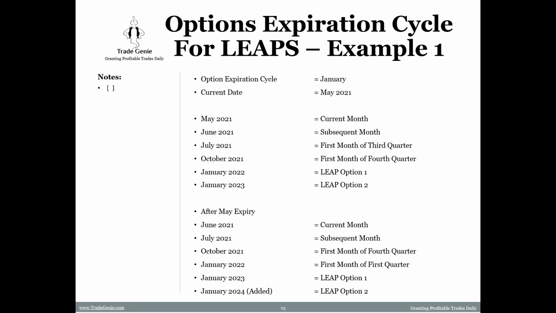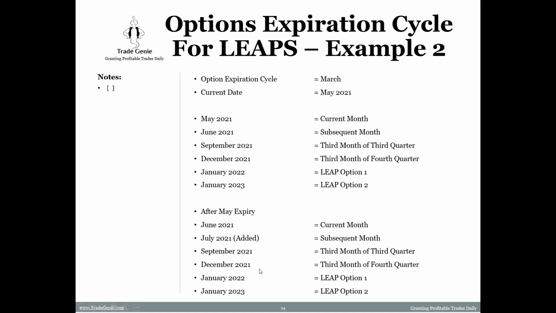Then we talk about LEAPS. LEAPS not only have 4 months, but also January months: January 2022, January 2023. This stock belongs to the January cycle. The current date is May. So we will have May, June, July, October, and January 2022, January 2023. And then we need to know what happens when the current month expires. Which month will be added? If May expires, then we have June, July, October, and January 2022 because it's a January cycle. So we are left with January 2023. Then they add another year, January 2024.